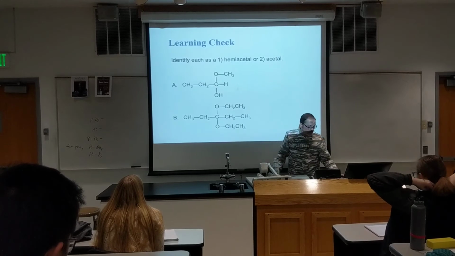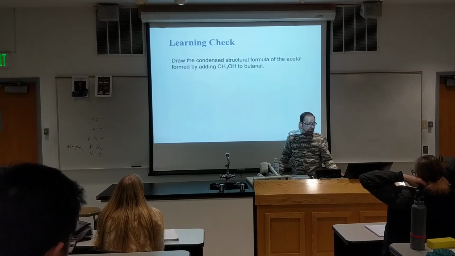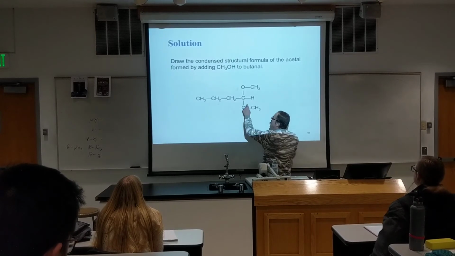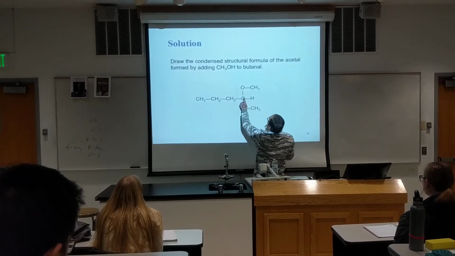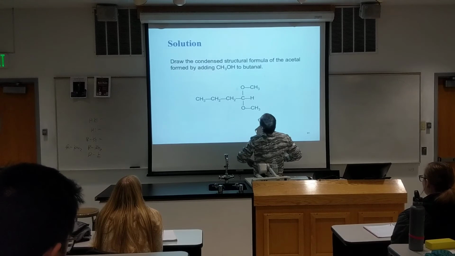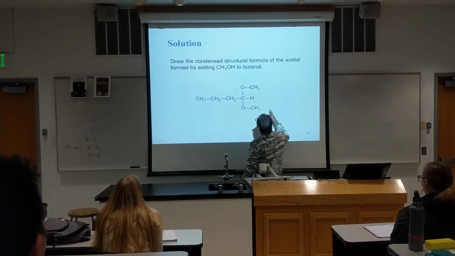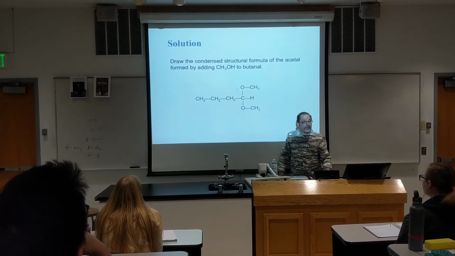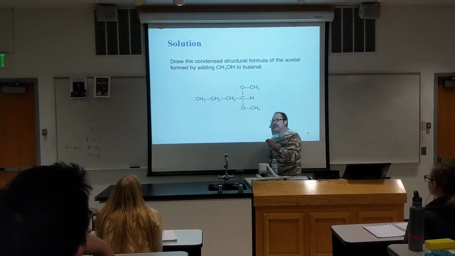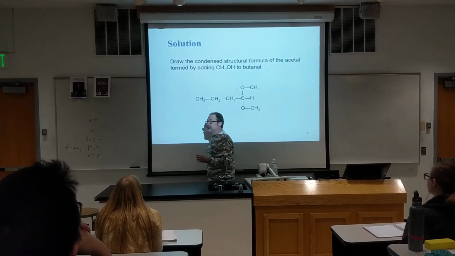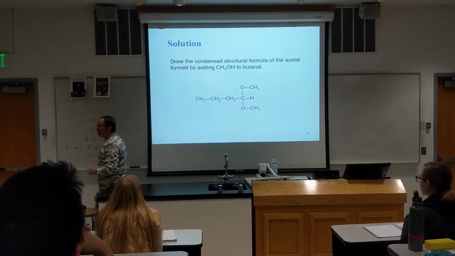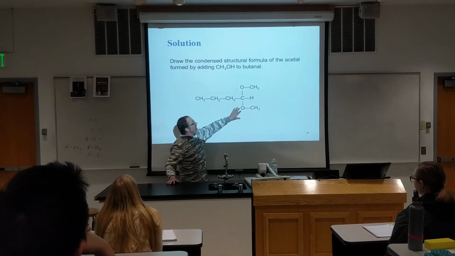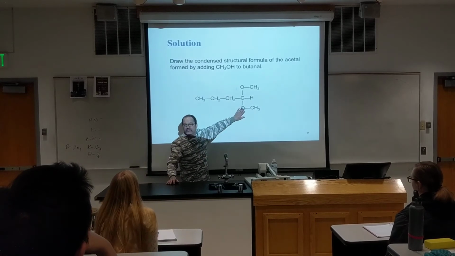What we use this for in research, there is a butanal. So this is butanal. Draw the condensed structural formula of the acetal form by adding this to butanal. Oh, okay, there you go. But also, I would say, let's do it backwards. Isn't that right, my TA? We're going to say, not only show me the aldehyde and the alcohol that comes from this.